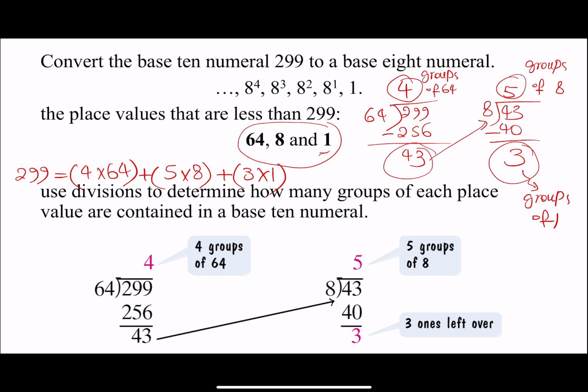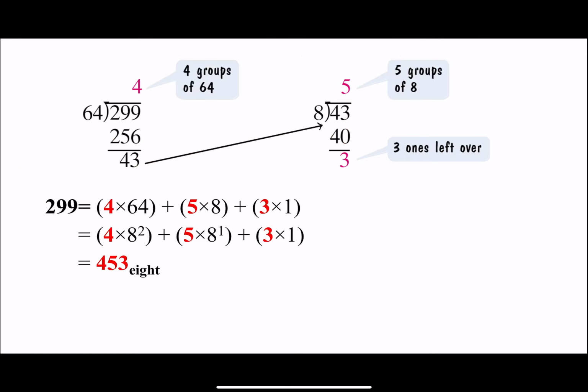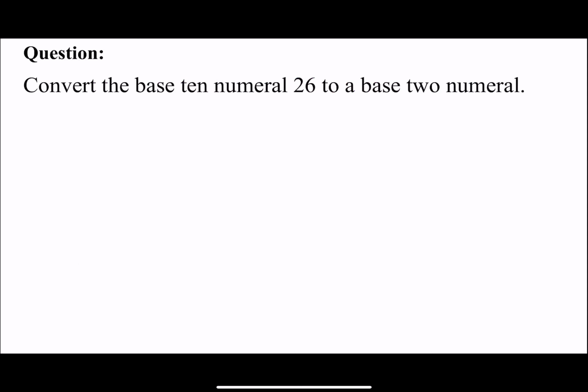When you add them, 4 times 64, plus 5 times 8, plus 3 times 1, you're supposed to get 299, okay? So 299 is 453 base 8. You converted that. 4 groups of 64, 5 groups of 8, and 3 groups of 1 build up to 299.